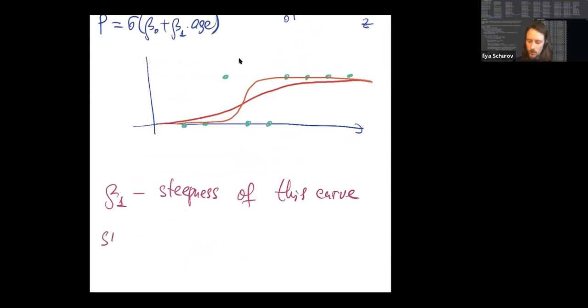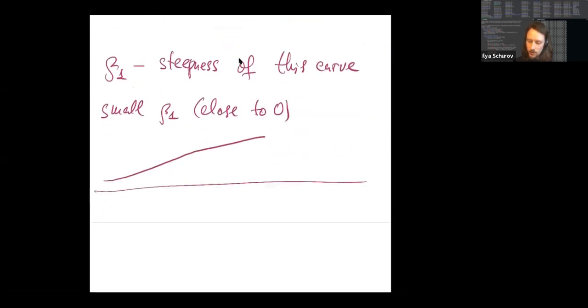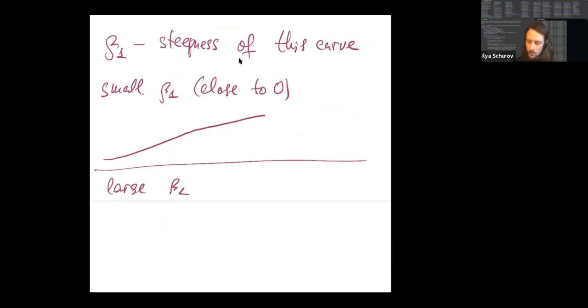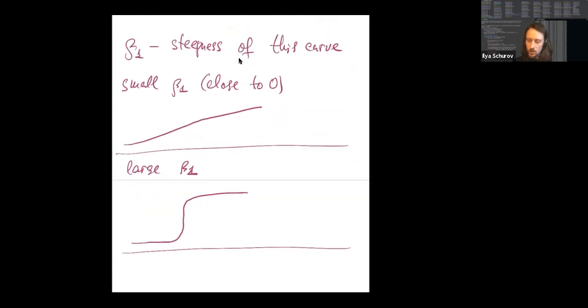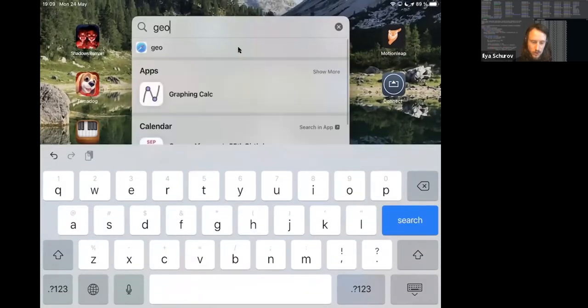So small beta 1, close to zero, means that we have something like this. And a large beta 1 means that you have something sharp, like a sharp step, something like this. And beta naught shifts this curve to the left or to the right. In fact, I can show you this function if I have some kind of graphic calculator here. I probably can use some GeoGebra.